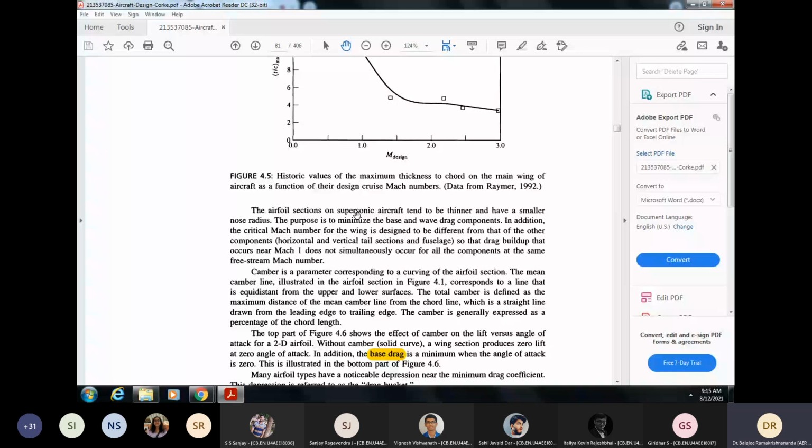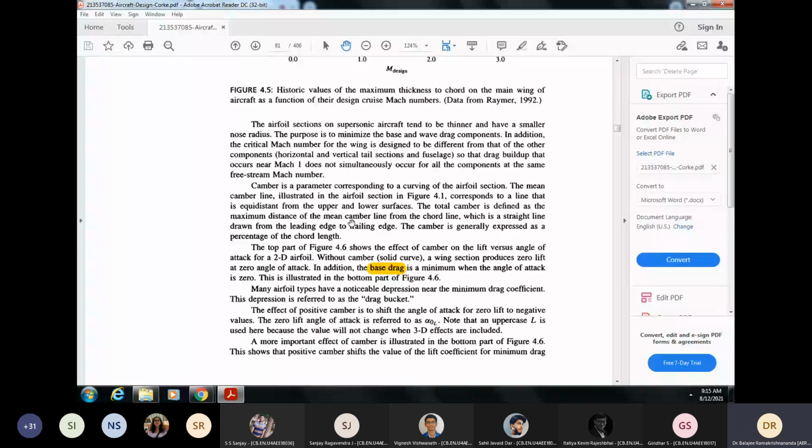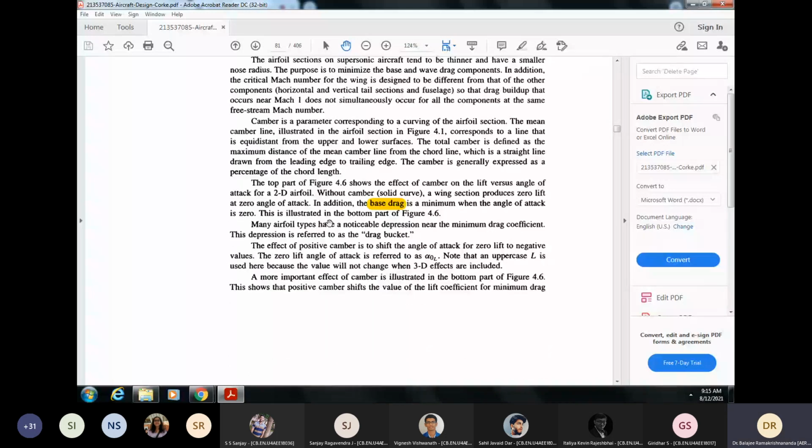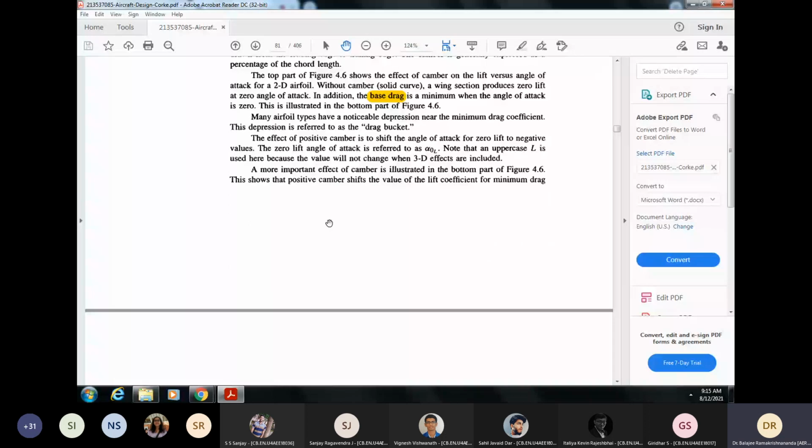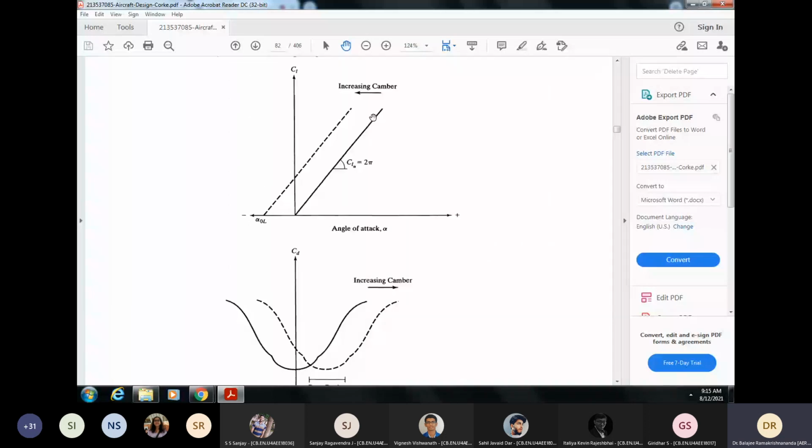So you know all this already from previous classes, so I won't go through this. This shows that with increasing camber, the CL alpha curves shift to the left. So alpha naught L is the zero lift angle of attack. With increasing camber, the drag bucket shifts to the right. We have CD on the y axis and CL on the x axis.